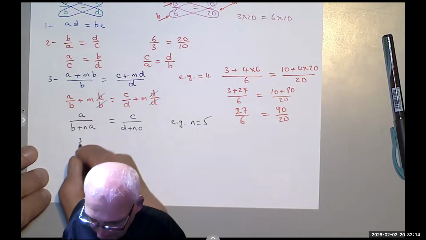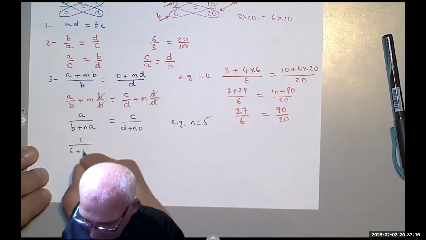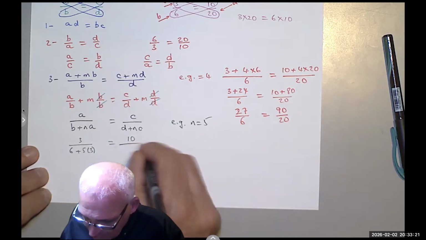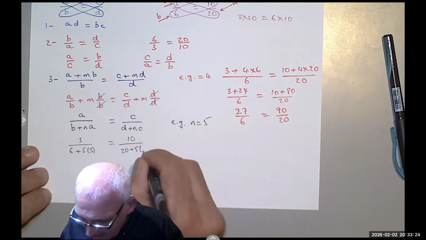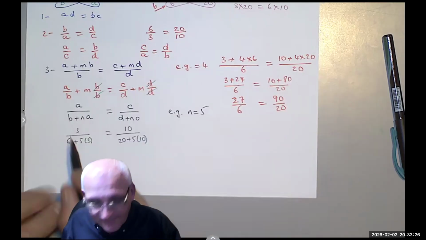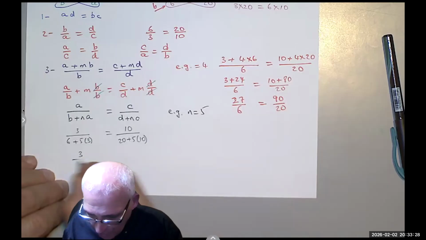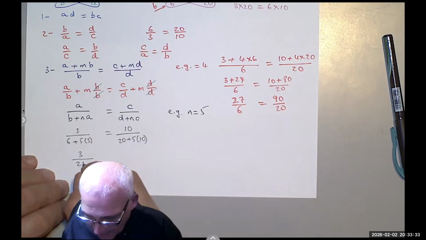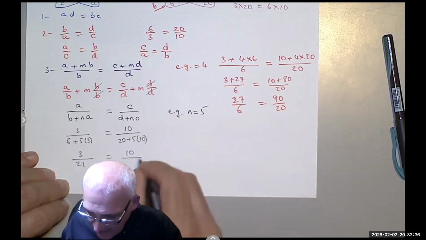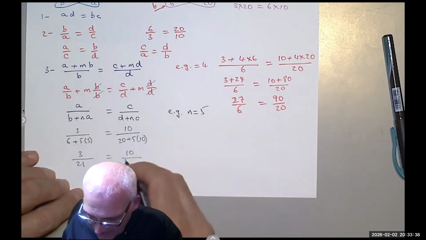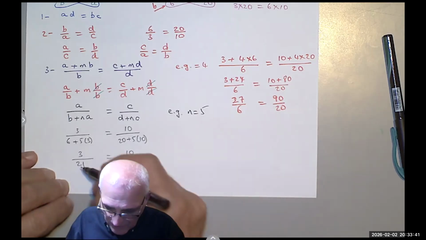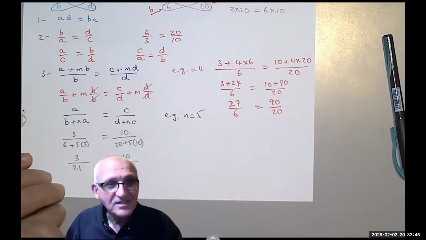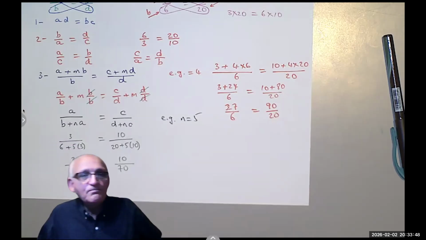A is 3 over 6 plus 5 times 3, is the same as 10 over 20 plus 5 times 10. Well, the left-hand side is 3 over 21, right? 5 times 3 is 15 plus 6 is 21. The right-hand side is 10 over, 5 times 10 is 50 plus 20 is 70. Yes, 1 over 7. You see 21 over 3 is 7, 70 over 10 is 7. Nice, right? So you can do many things.